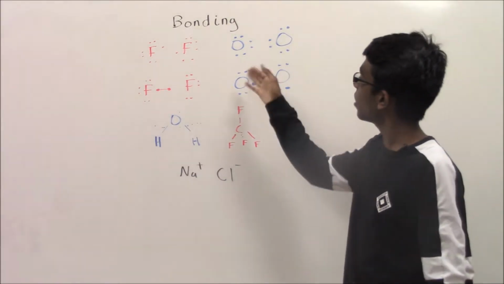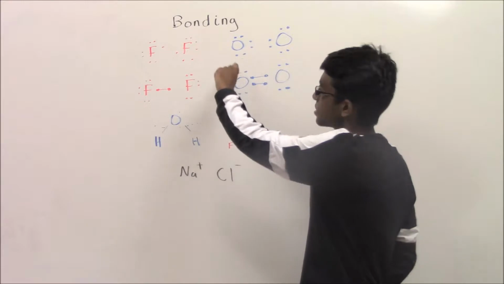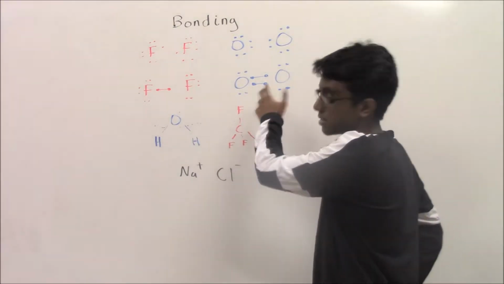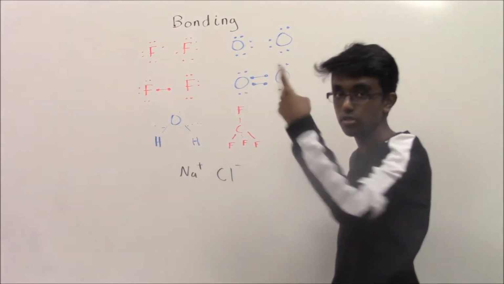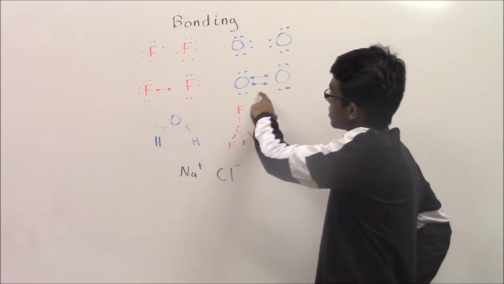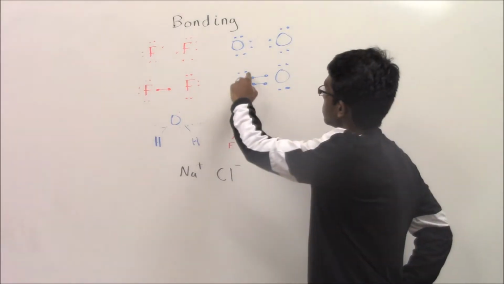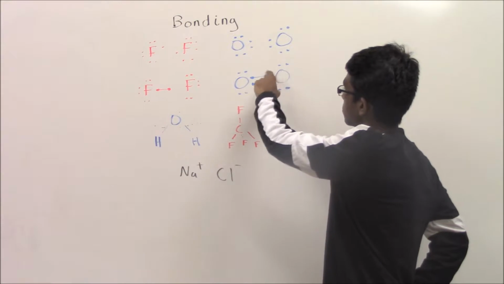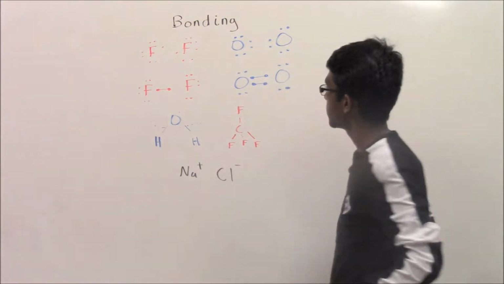In the case of oxygen, oxygen has 6 valence electrons. 1, 2, 3, 4, 5, 6. So what it's going to do is bond and create a double bond, because each oxygen atom is going to give 2 valence electrons within the sharing, and they're going to form 2 bonds. And then that way, each oxygen can have 8 valence electrons in its outer shell. 1, 2, 3, 4, 5, 6, 7, 8 for this oxygen atom, and 1, 2, 3, 4, 5, 6, 7, 8 for this oxygen atom right here.